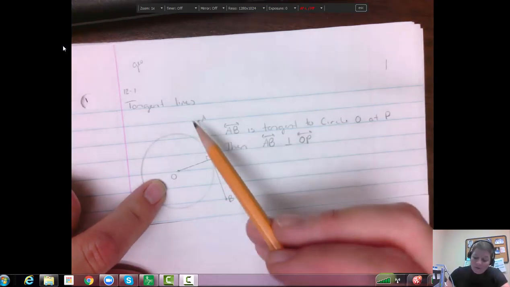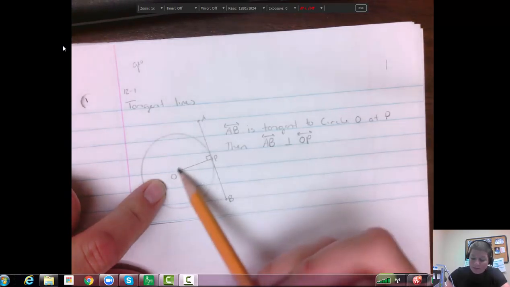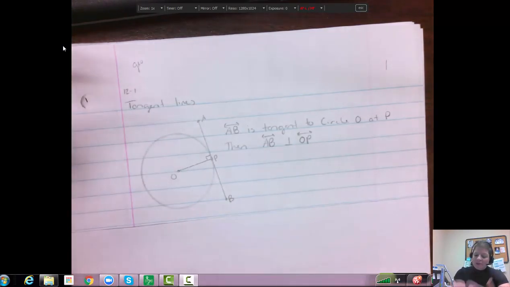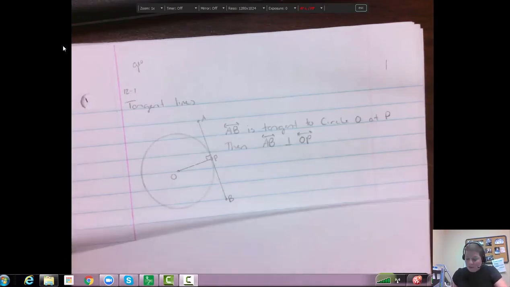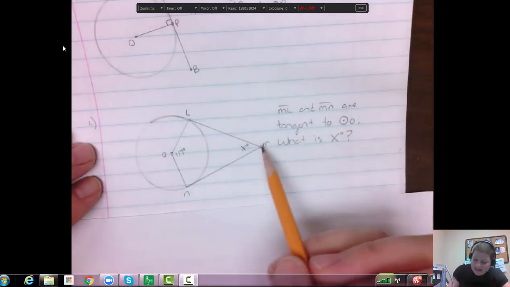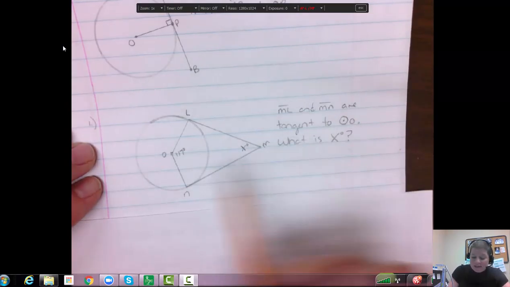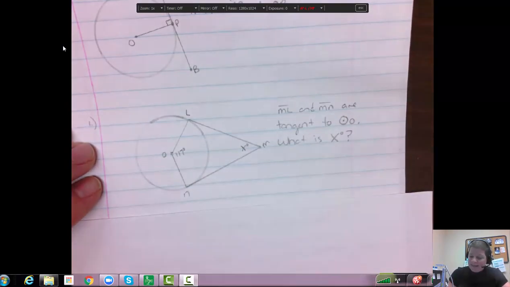And then we know, this is just one of the things that we can prove, that AB would be perpendicular to OP. So what are we going to do with this? Well, we could see an example like this one, where it tells us in the directions that ML and MN are tangent lines to O. And then it says, what is X? You could see this same type of problem with a triangle or quadrilateral. I picked the quadrilateral because it's a little bit harder than a triangle.